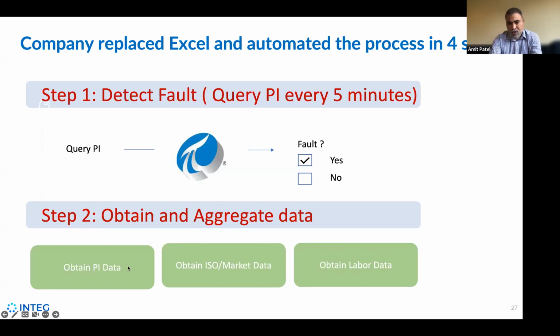Then step 2 was to obtain and aggregate the data, right? We need some data from the PI, we need data from the ISO or the market to say what are the awards? We needed some labor data. And for this client, initially we had labor data, but it wasn't as good as we wanted. So initially they used something static, and then they moved to something a little bit more dynamic.